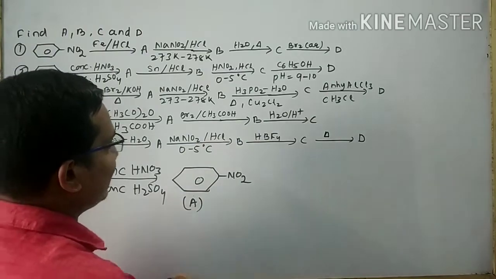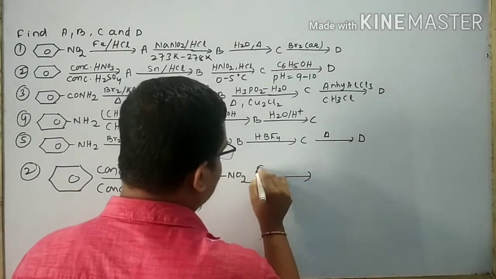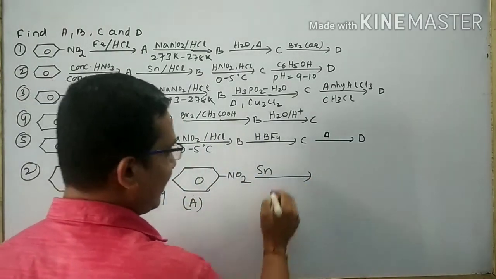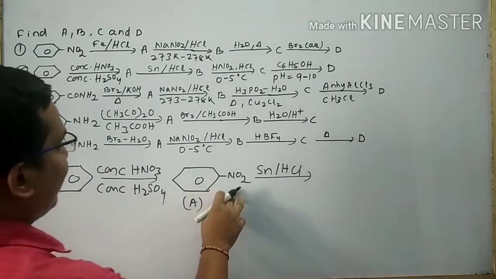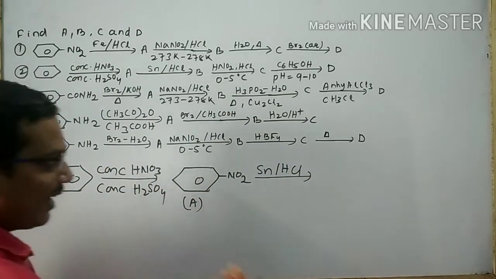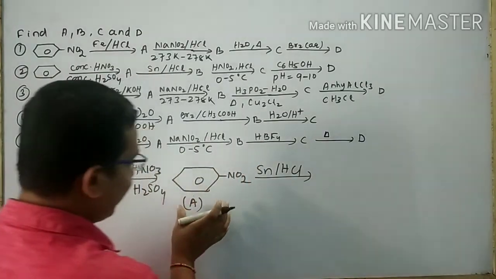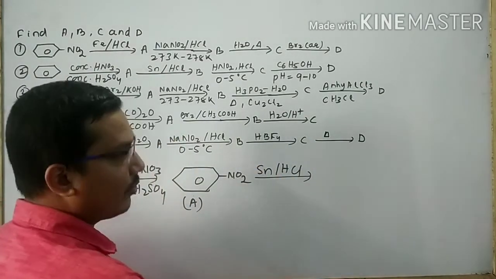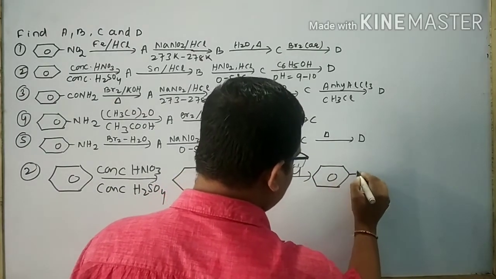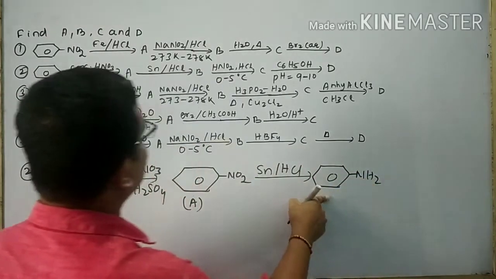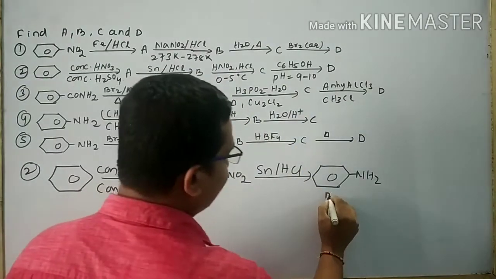Now nitrobenzene is subjected to reduction with the help of Sn and HCl. Then reduction takes place. NO2 will be reduced to NH2. That means nitrobenzene is converted into aminobenzene, that is also said to be aniline. And the aniline is considered as your B.